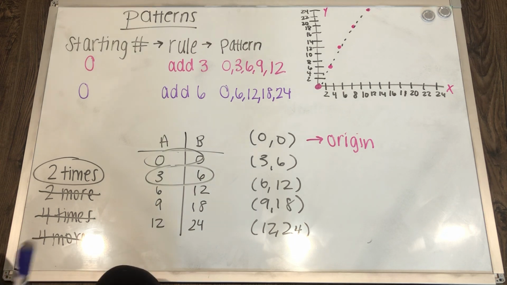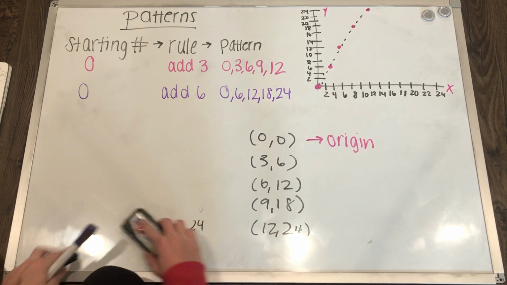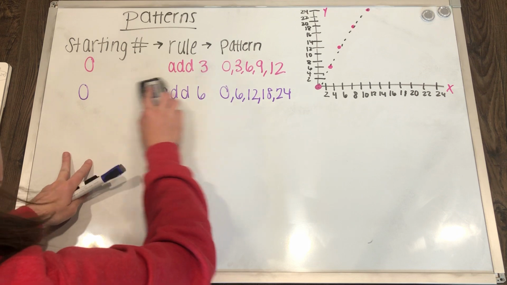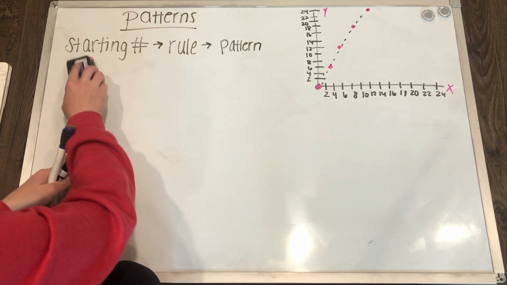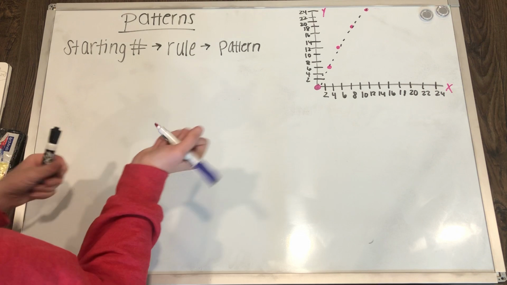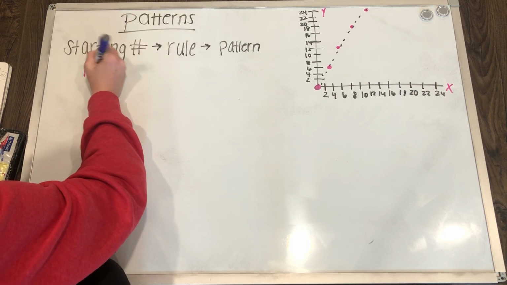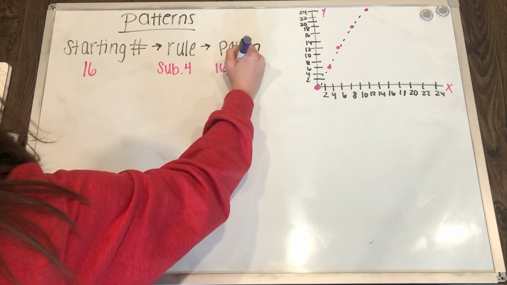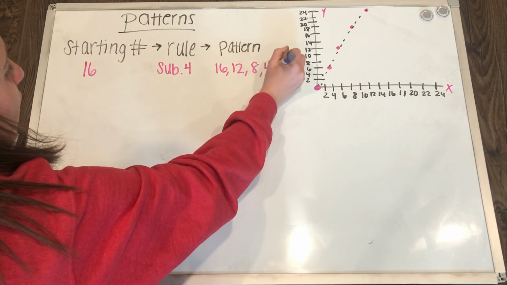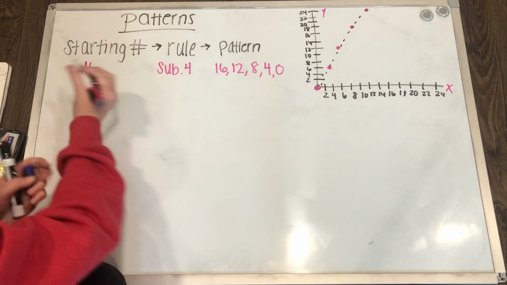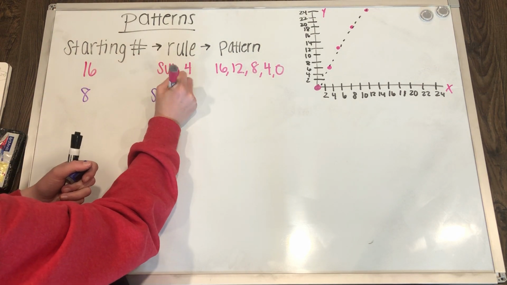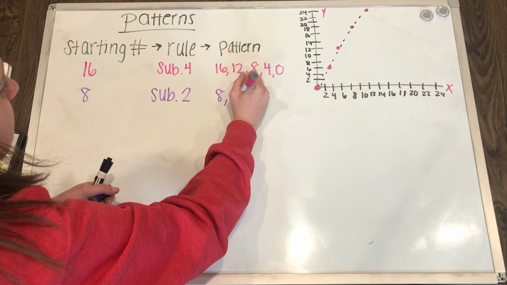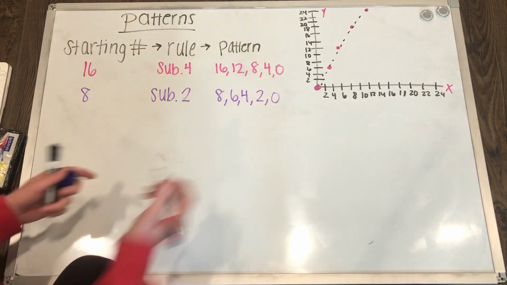So I wonder what would happen. So this is when we have 2 adding rules. I wonder what would happen if we had 2 subtracting rules. Well, let's find out. So we're going to still have our starting number, our rule, and our pattern. So for this one, our starting number is going to be 16. Our rule is going to be subtract 4. So we're going to go 16, 12, 8, 4, and then 0. Our second one, we're going to start at 8 and we're going to subtract 2. So it's going to be 8, 6, 4, 2, 0.